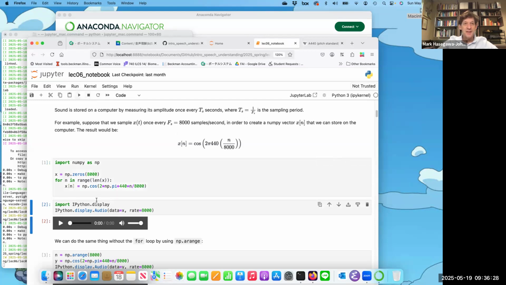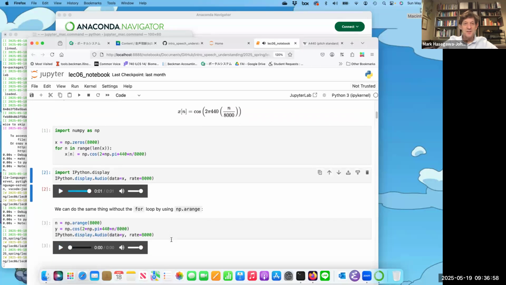So if I run this, now I'm going to use something called IPython in order to display the audio. Actually, we can use IPython to display video, but I'm just going to use IPython to display audio. So I'm going to play back the data, which is in the X vector, and I'm going to play it back at a rate of 8,000 samples per second. And it sounds like this.